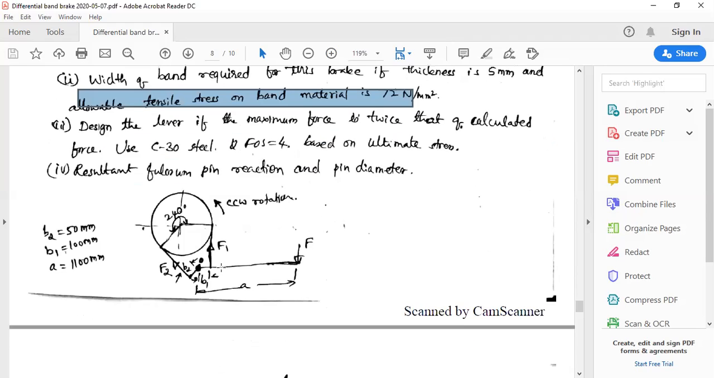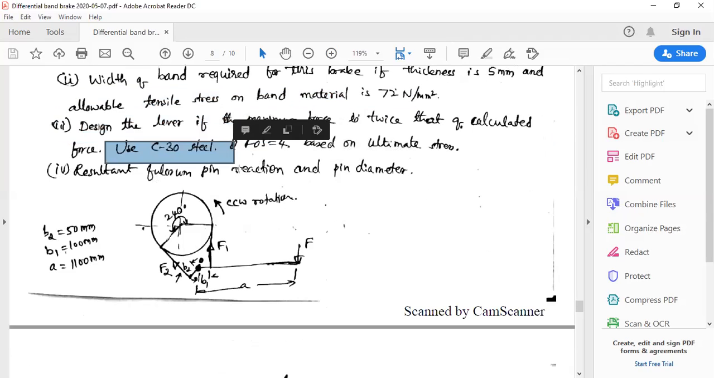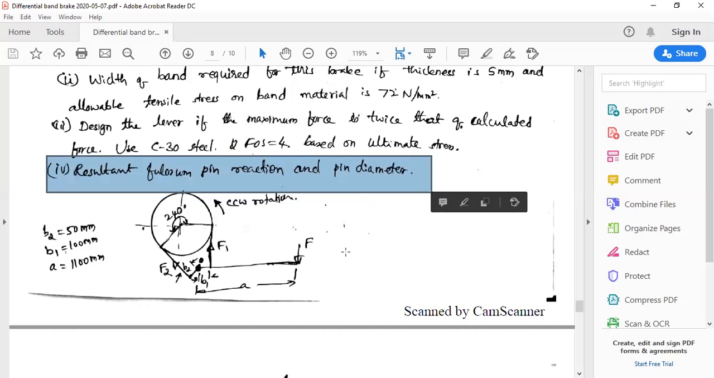Sigma D is given as 72 Newton per mm square. Next, design the lever if the maximum force is twice the calculated force, and use C30 steel for the lever material. Take factor of safety as 4, based on the ultimate stress. If it is not given, then you can take the yield stress directly. And find the resultant fulcrum pin reaction and the pin diameter. So this is what we have to calculate.